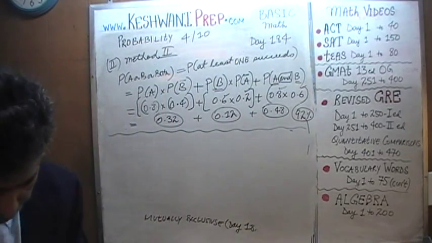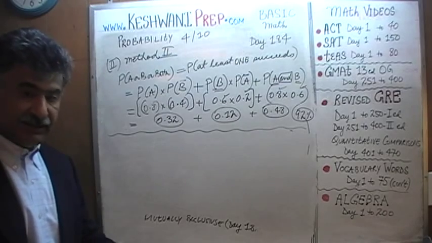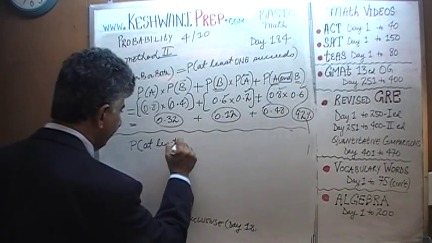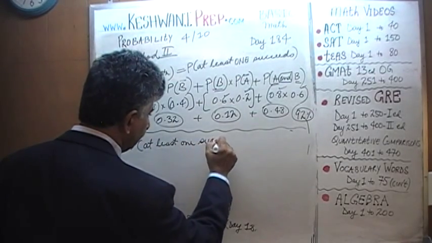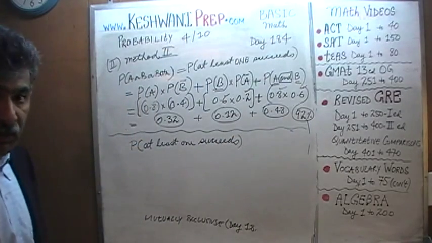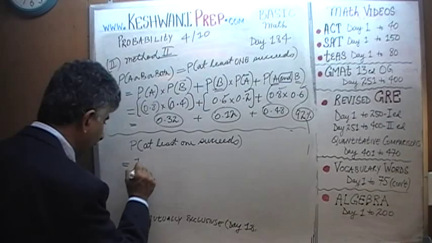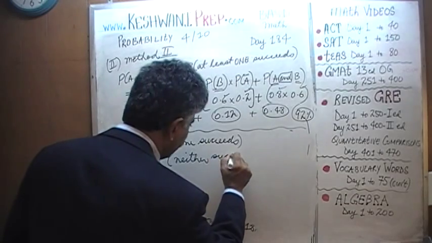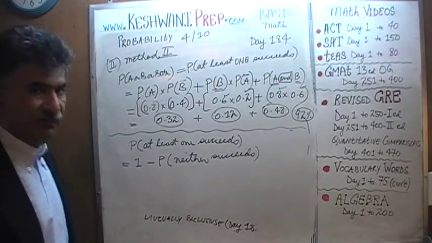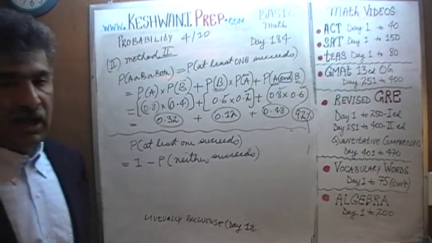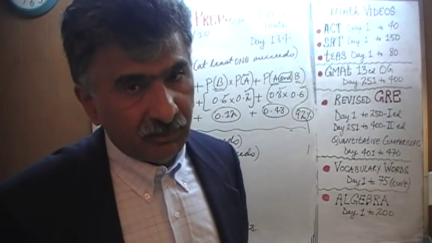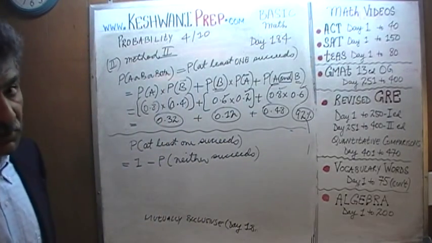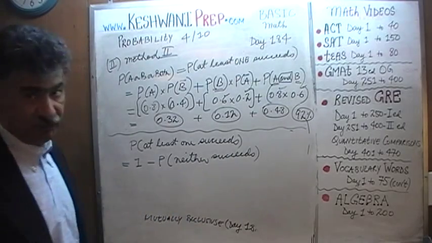So this is method number three. We're looking for the odds that at least one of them succeeds. The odds that at least one succeeds is the same as 1 minus the odds that neither succeeds. If we take away the probability that neither A nor B succeeds, if they both flunk, from 1, which is 100%, then whatever is the remainder would have to be the odds that at least one succeeds, because these are the odds that neither succeeds.